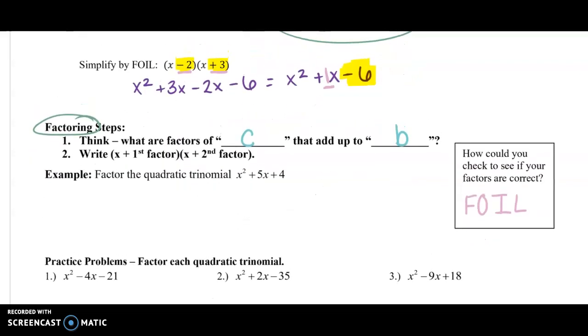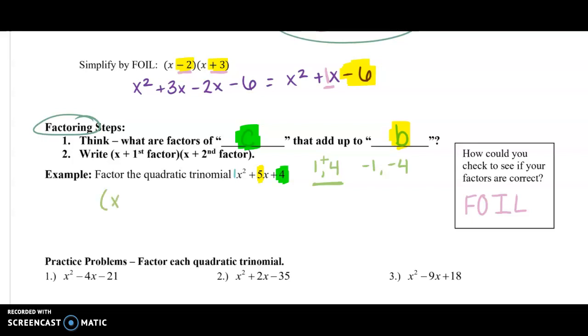So let's work on an example together. We're going to factor the quadratic trinomial x squared plus 5x plus 4. First thing I do want you to notice, remember, x squared, we said it's always just going to be a 1 today. So now I need to figure out what are my factors of C that add up to B. So what are my factors of 4? 1 and 4, or -1 and -4? So I look at those and I say, which of these sets of numbers, if I added them together, would get me to 5? And the answer is 1 and 4. They multiply to C, they add to B.